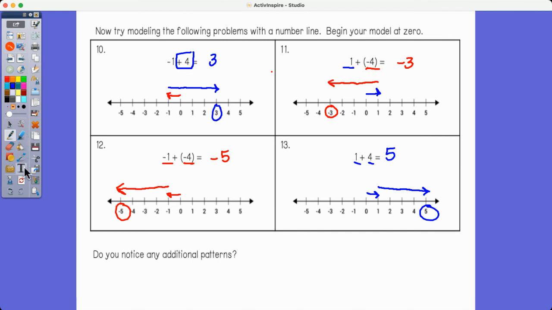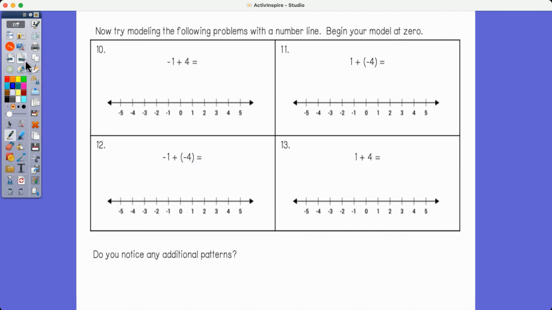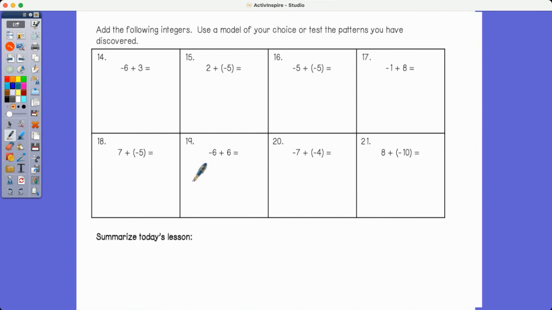Okay, what you're going to be doing for the rest of homework is this page right here. You're going to add the following integers. You can use your model of choice. You can use counters, you can use the number line, or test patterns that you have discovered. See if you get these right. We'll check them in class tomorrow.